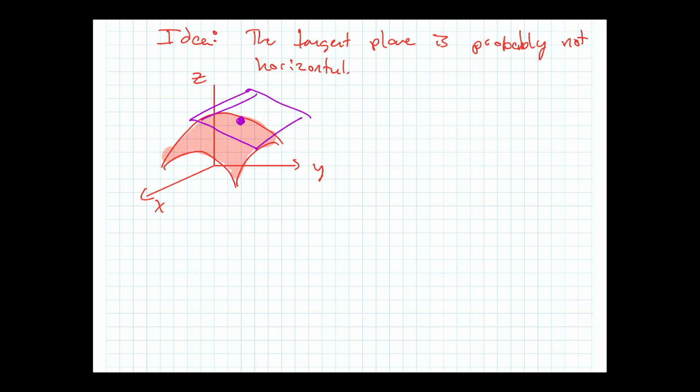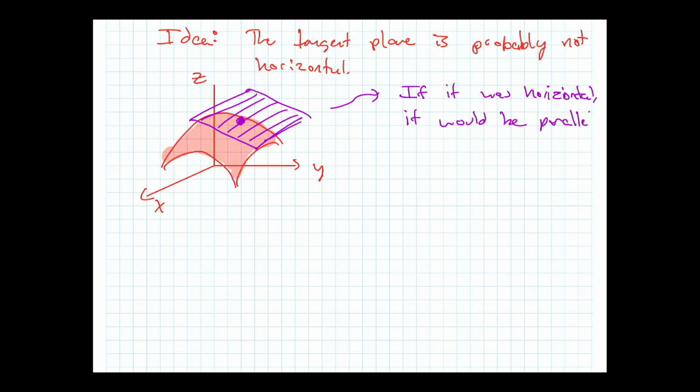Okay. And that's not horizontal, right? It's tilted in some direction or the other direction. If it was horizontal, it would be parallel to the XY plane. The XY plane is the ground, right? If it was horizontal, it would be parallel to the XY plane. But it's not.